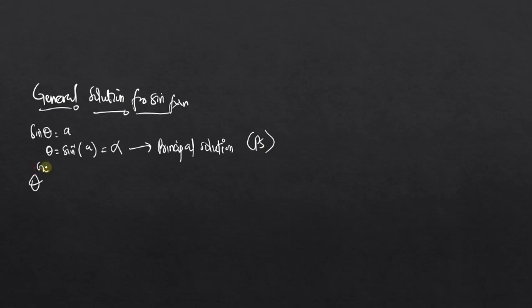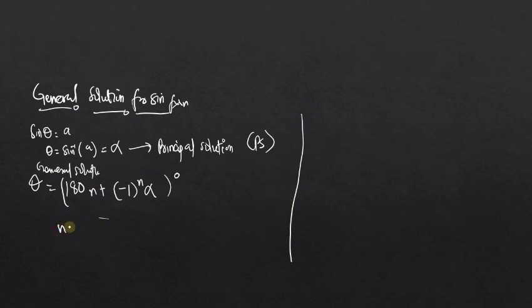Our general solution for sine will be given by this expression: theta is equal to 180 n plus, in brackets, minus 1 raised to the power n, alpha, all this in degrees. This is our general solution for sine, and this only works where n is an integer. It can be 1, 2, 3, 4, and so on. So let's see how we can apply this.